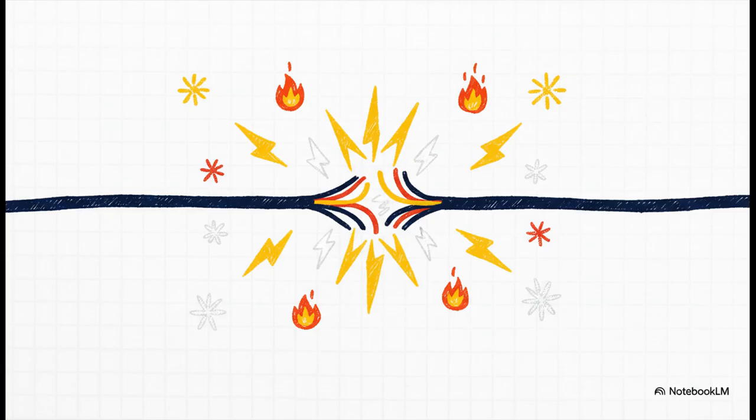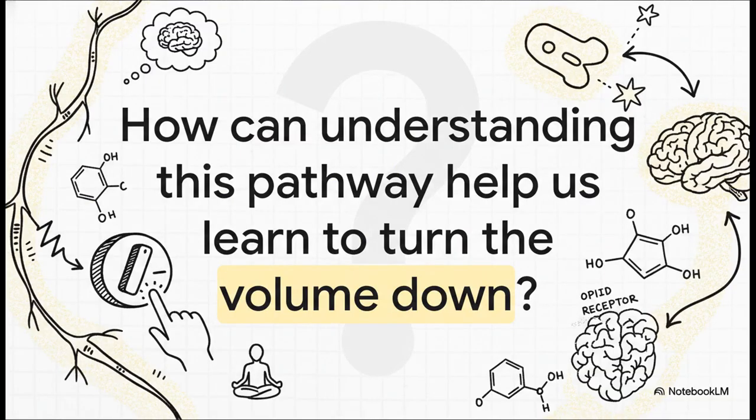And sometimes, the pain highway itself, the nerves, get damaged. This is what we call neuropathic pain. It's not caused by an outside injury, but by a problem within the nervous system. The wiring gets all crossed up, leading to bizarre sensations like burning, tingling, or shooting pains, often with no obvious cause.